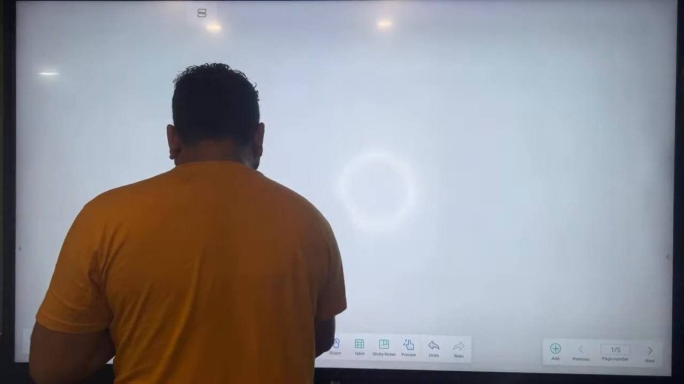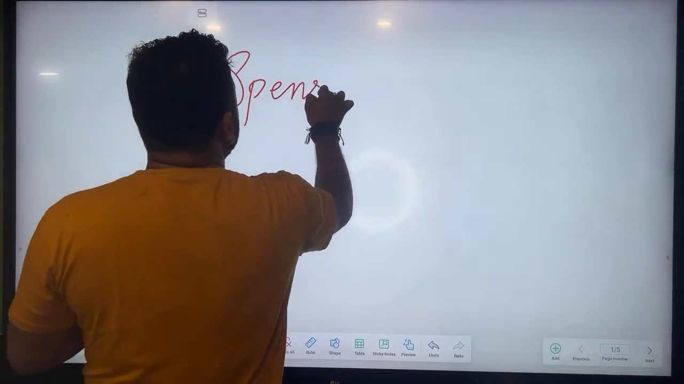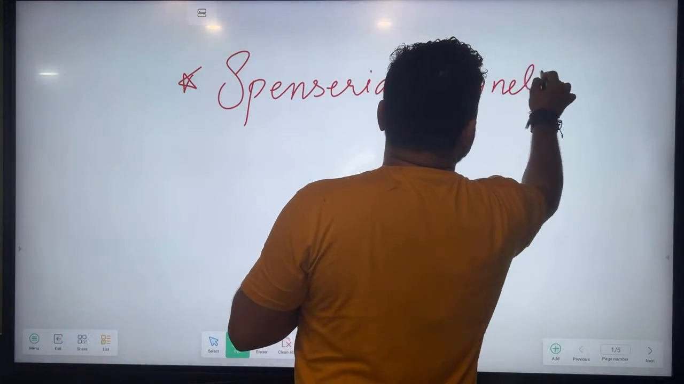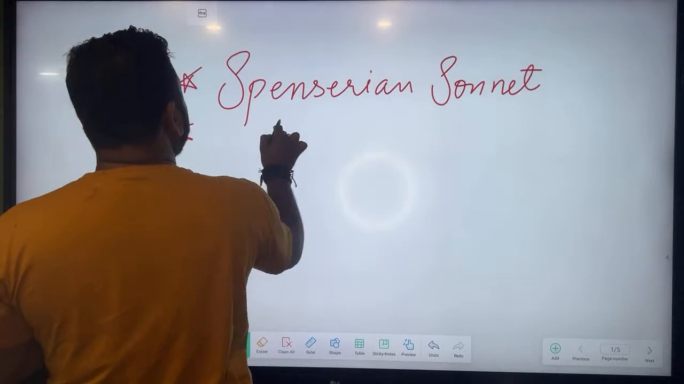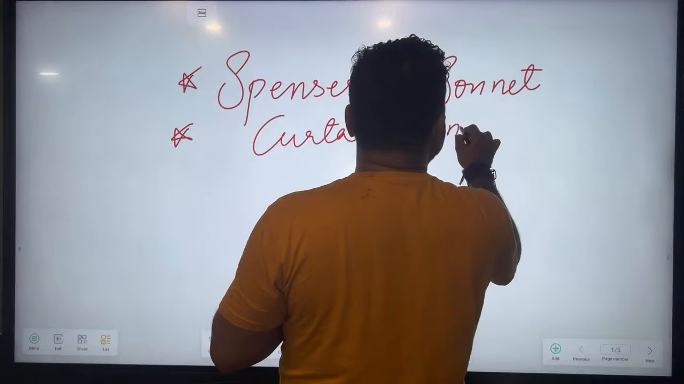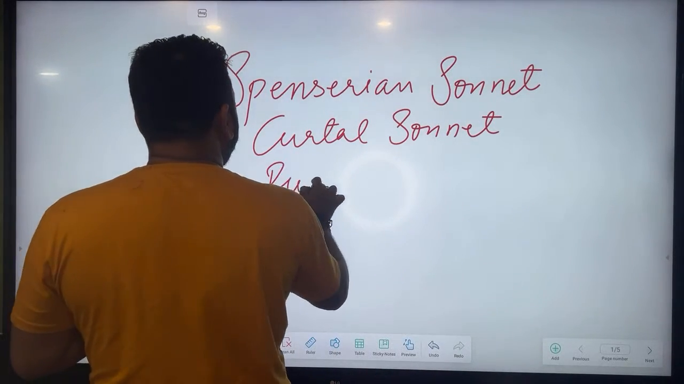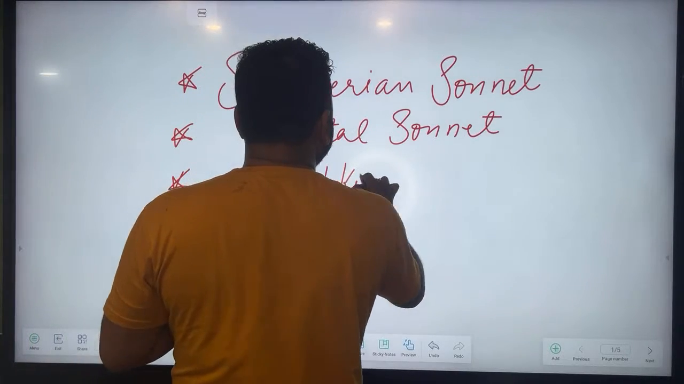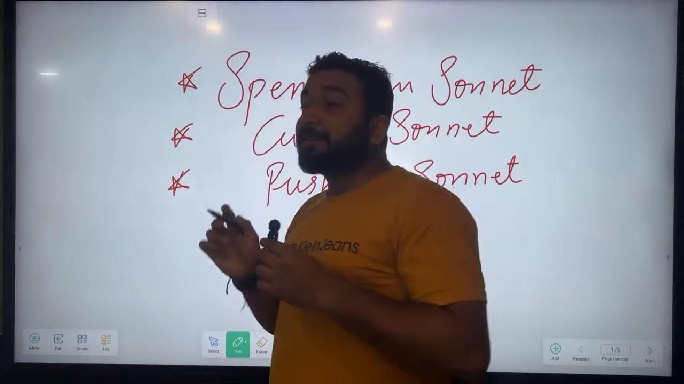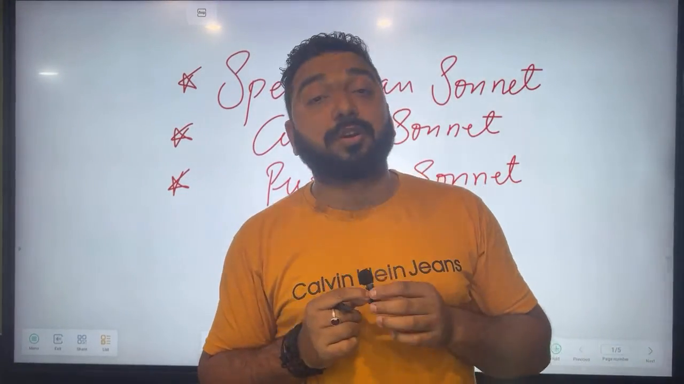Besides this, which other sonnets are there? Spenserian sonnet, only for net purposes. Curtal sonnet, Pushkin sonnet. These are some other sonnets. In fact, some people tried to write sonnets in Urdu and Hindi, but that failed, it was not much.